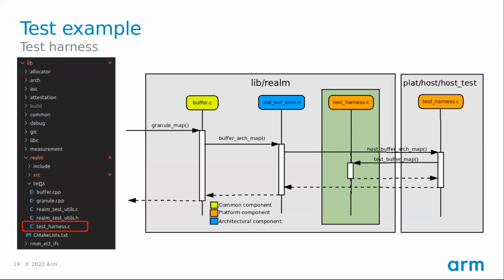Which is part of the test. And this will be the one who will perform any activity we need to do in order to do a granule map. Then it will return its value to the platform harness, and this one will forward the result back to the caller. So if we have different tests, then we can have different harnesses for different tests.